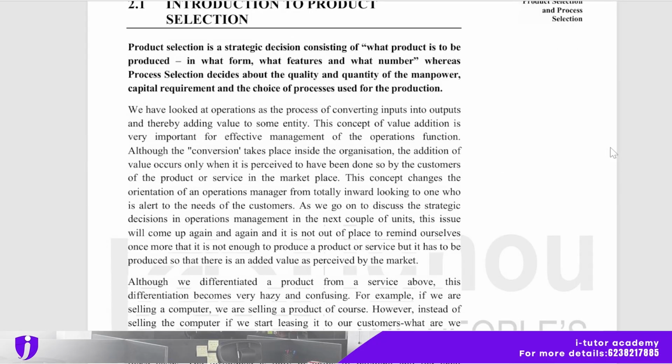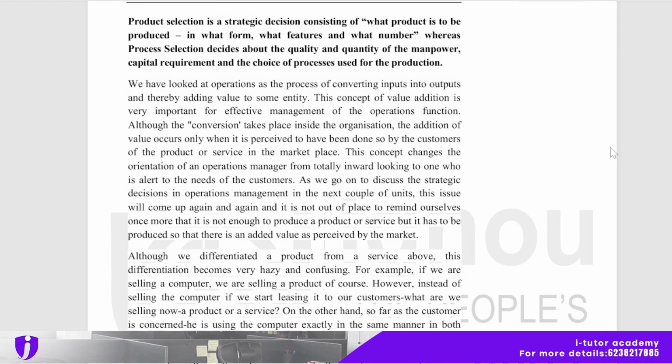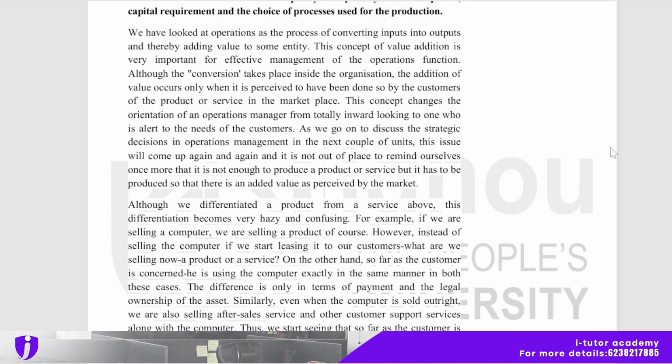So what is product selection? It is a strategic decision consisting of what product is to be produced, in what form, with what features and in what number, whereas process selection decides the quality and quantity of the manpower, the capital requirement and the choice of process used for the production. We have looked at operation as the process of converting input into output and thereby adding value to some entity.